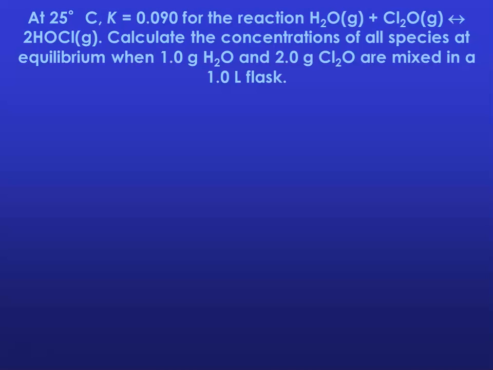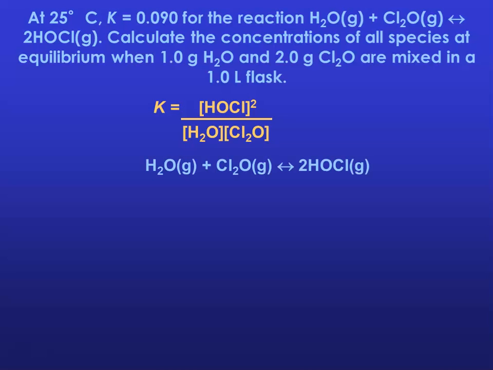Our equation is balanced, so we can write our K expression, and again, it's a K as opposed to a Kp, based on the products over the reactants. We'll set up our ICE chart. We need to have molarities, so we have to convert those grams into moles and then divide them by the volume of the container. So 1 gram divided by 18.02, the molar mass of water, would give me my moles, and then I divide that by 1 liter. I got that to be 0.055 molar.